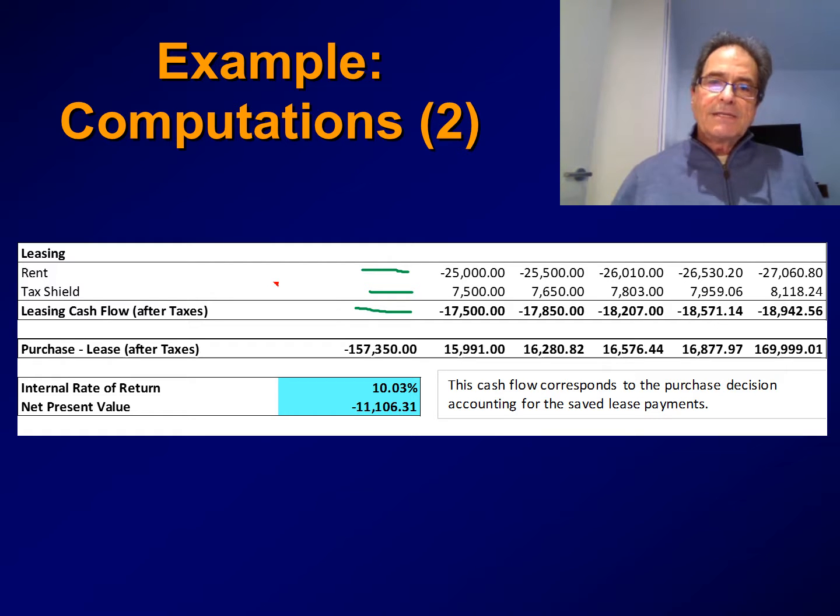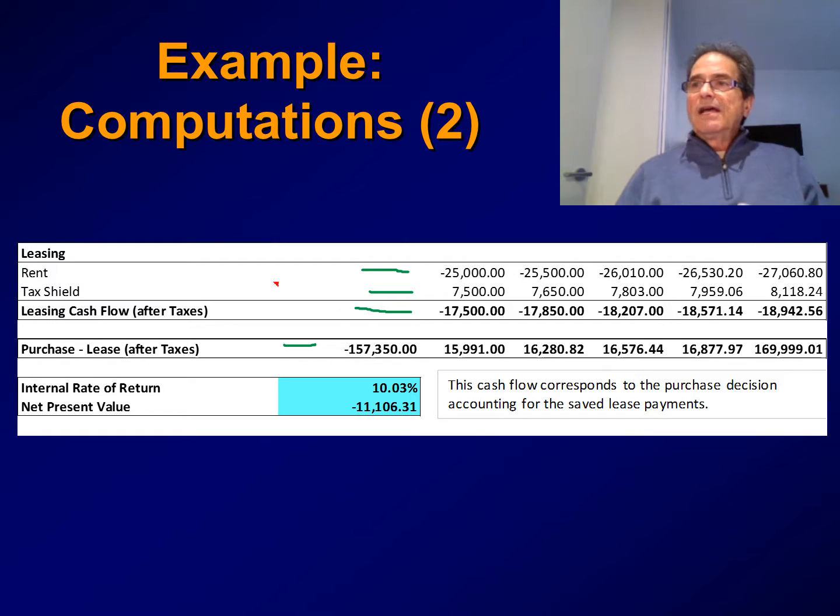17,500 in year 1, 17,850 in year 2, etc. The last step is just to subtract the purchase cash flow after taxes minus the lease cash flow after taxes. And we obtain this cash flow here, minus 157,350 in year 0, plus 15,991 in year 1, etc. This last cash flow actually represents the decision to buy the property cash, accounting for the rent that we save, given that we bought the property and we are not paying rent anymore.